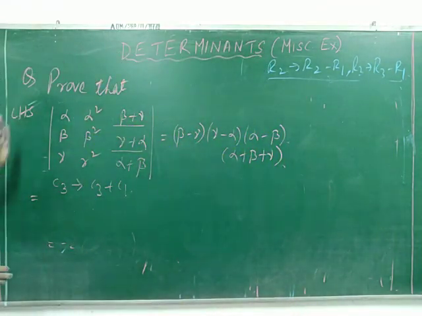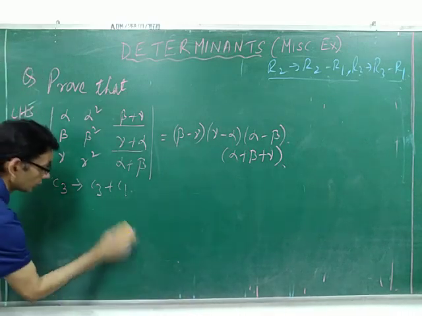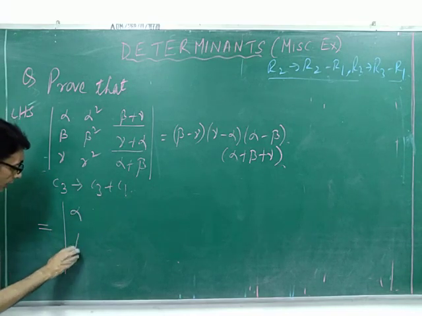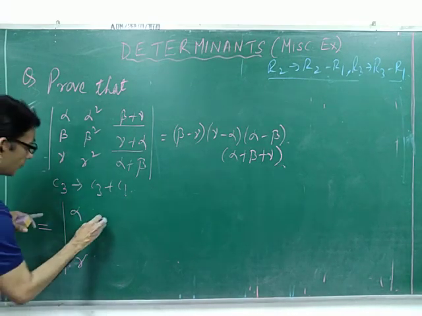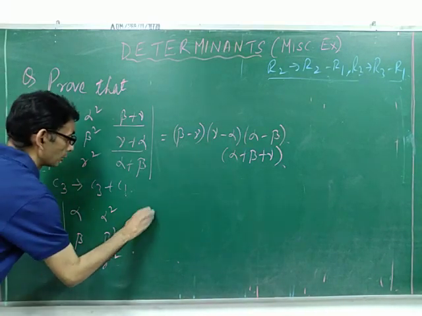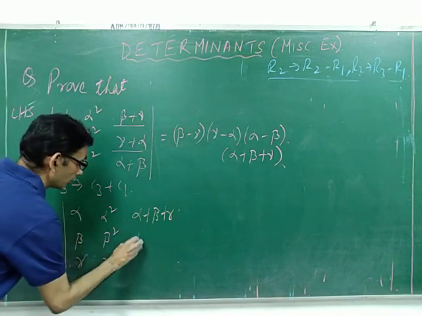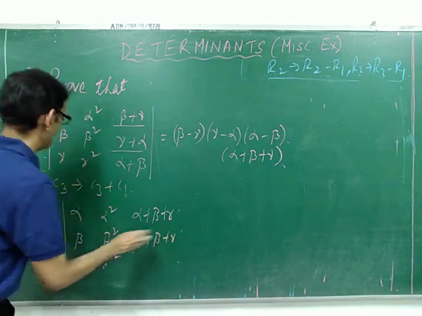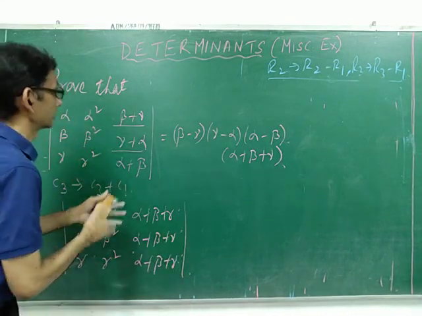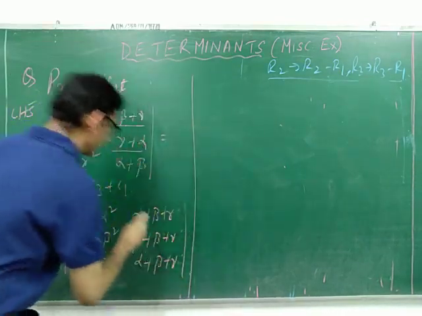There is no change in column 1 and column 2, so you write them as they are. This is alpha, beta, gamma. This is alpha squared, beta squared, gamma squared. The third row is alpha plus beta plus gamma, because you are adding this, and this is also alpha plus beta plus gamma. Done? Yes. This is the next step.